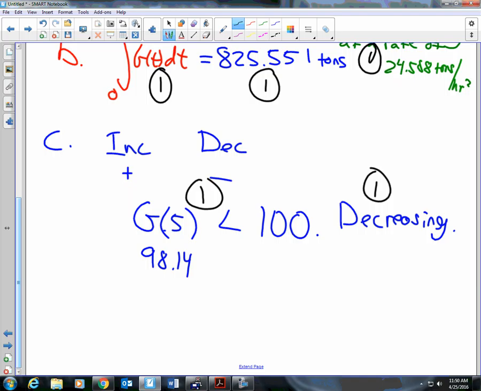The way I set it up is I did g of 5 minus 100 and see if it was greater than 0 or less than 0. So anyway, a couple ways to do it.